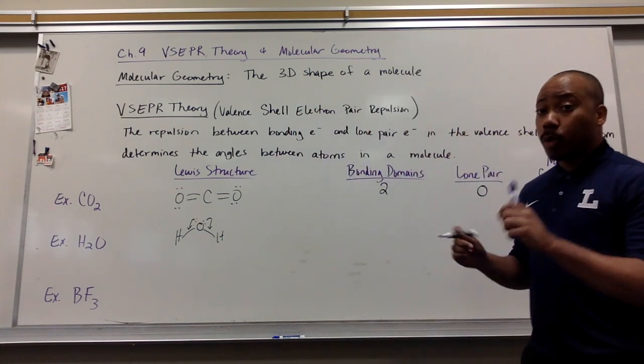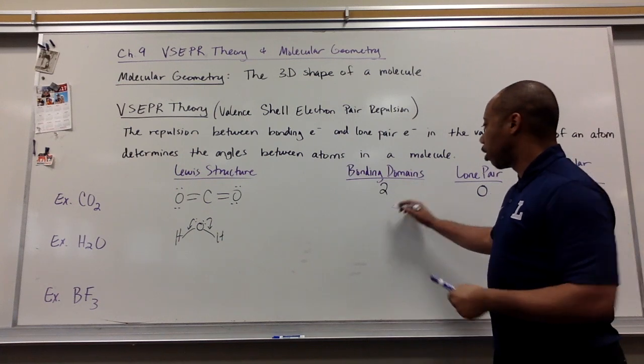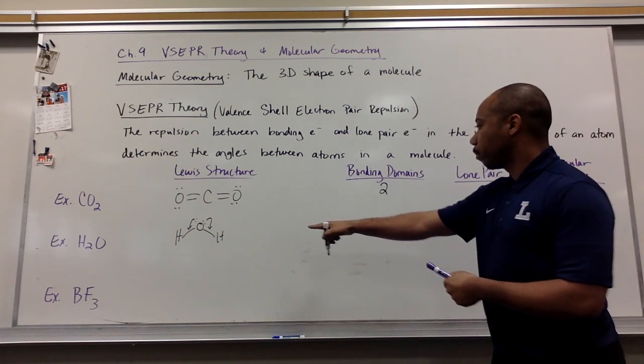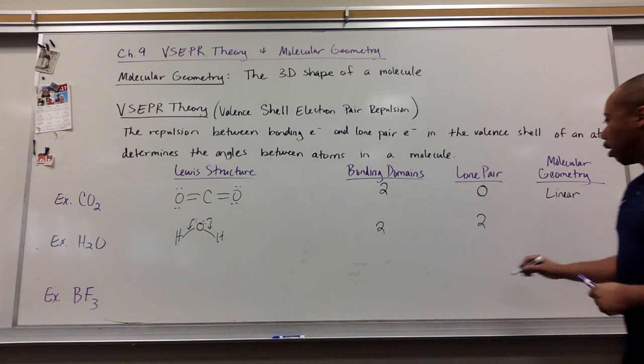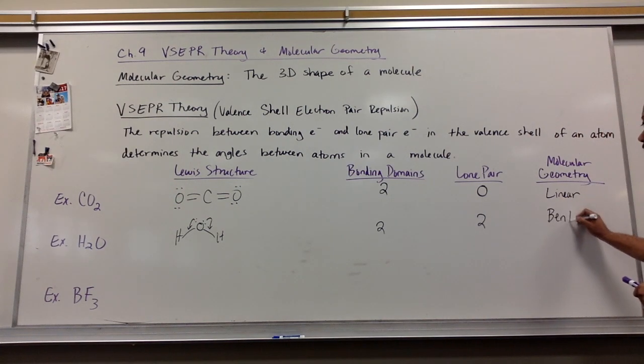So we have two areas of bonds around the oxygen. So my bonding domains would be two. Lone pair, I have two lone pair on my central atom. That geometry is called a bent geometry.